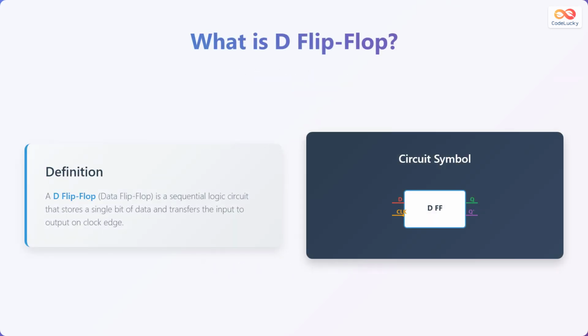A D flip-flop, short for data flip-flop, is a sequential logic circuit. Its primary function is to store a single bit of data. The key feature of the D flip-flop is that it transfers the input to the output at a specific point in time, triggered by a clock edge. In essence, it captures the value present at its input when the clock signal transitions, holding that value until the next relevant clock edge.